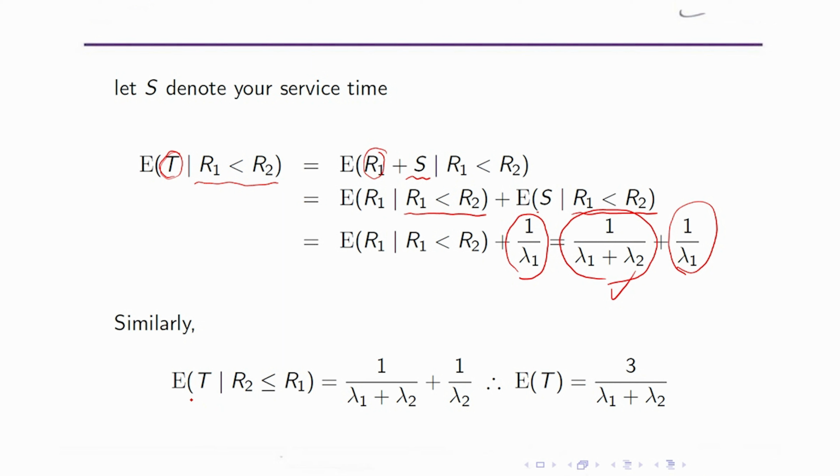So similarly, expectation of T given R2 less than or equal to R1 will be 1 over lambda 1 plus lambda 2 plus 1 over lambda 2. So E of T comes to 3 over lambda 1 plus lambda 2. Now we look at why this is true.